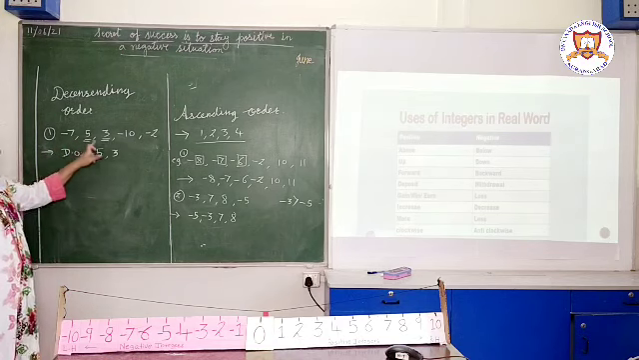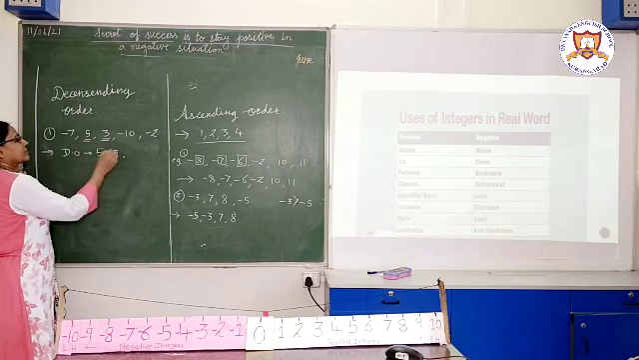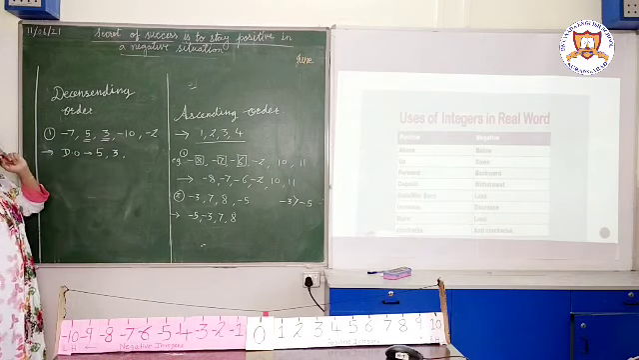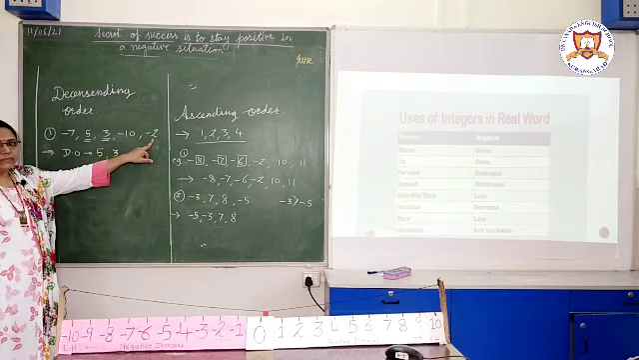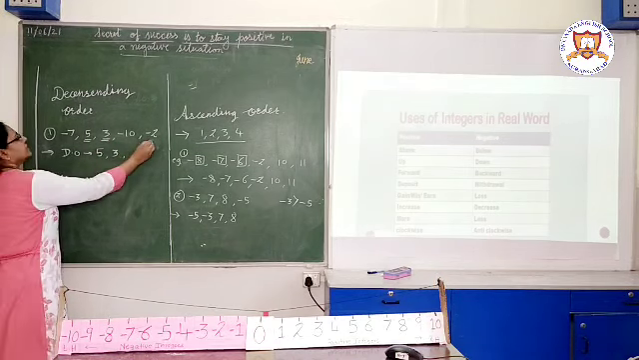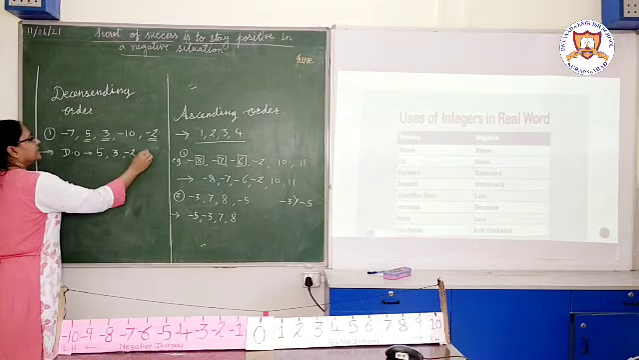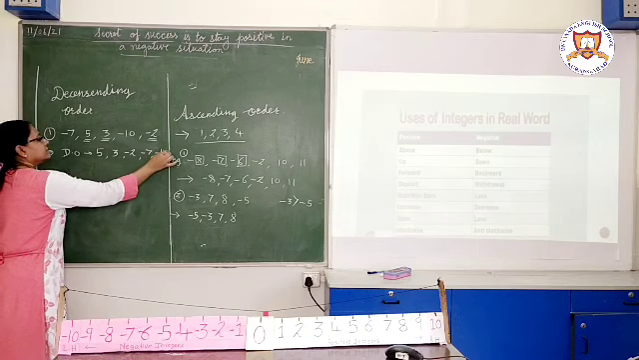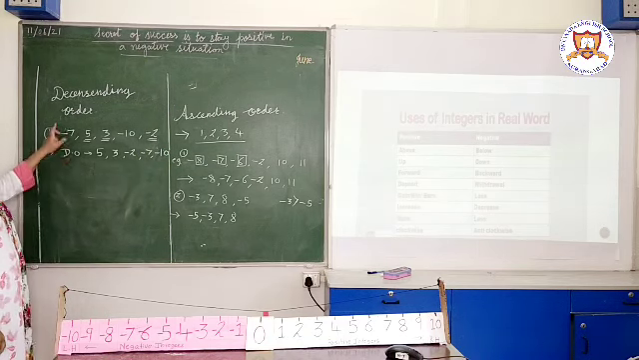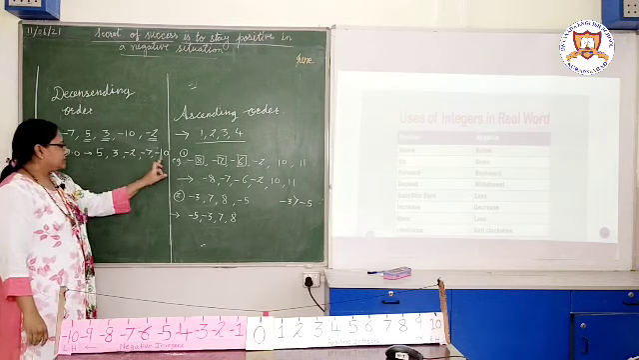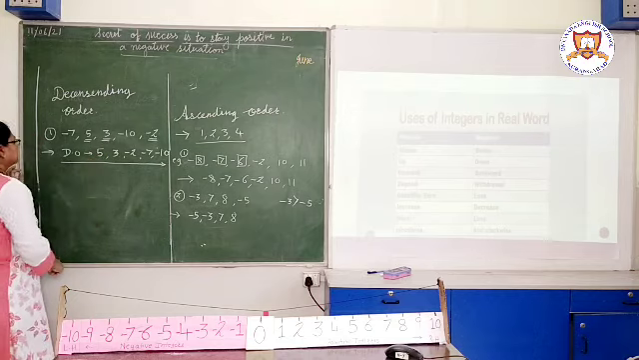Now is any positive number present? No. So now the negative numbers. We know that as the magnitude is less, the number is greater. So here -2, then -7, and then -10. This is the descending order of integers. Like this way we can arrange the numbers.